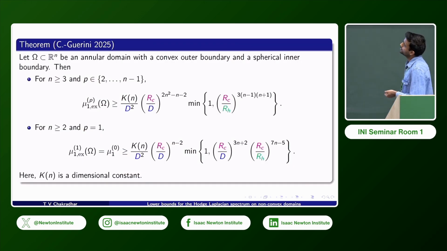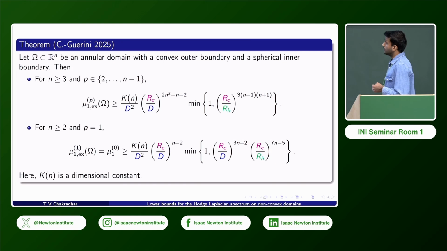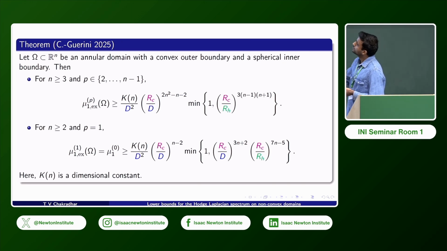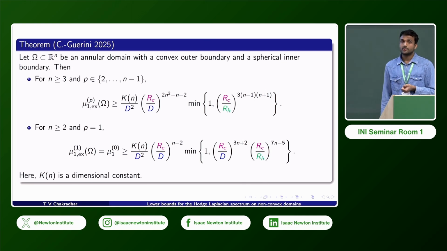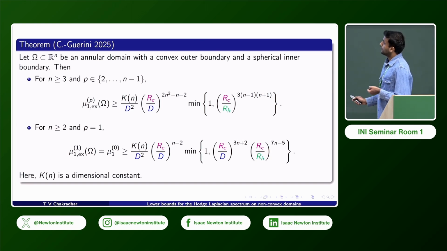So this is our main result which I would like to present. For annular domains, which I mentioned, those which have a convex outer boundary with a spherical hole removed from them, we have this lower bound in terms of the contact radius, R_C. We have slightly different results for p in the range 2 to n minus 1 and p equals 1, because we use different methods. This 1 over D squared is something which we already have for convex domains, and this additional factor of R_C over D is introduced when we are looking at this non-convex class. Here K is a dimensional constant, and you also have dependence on R_H.